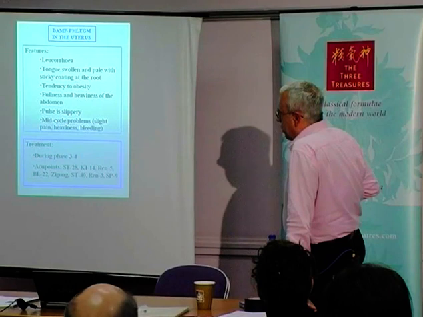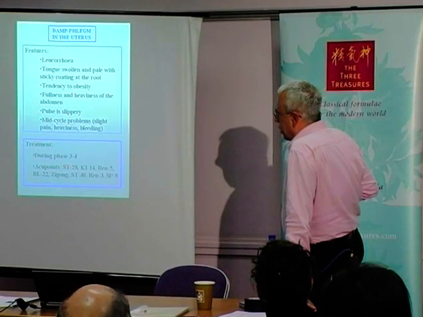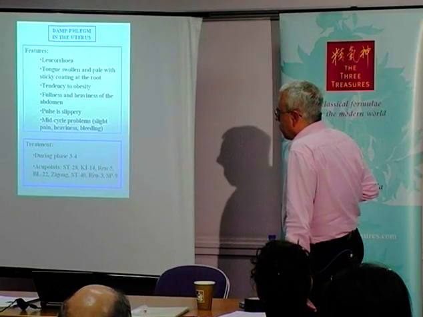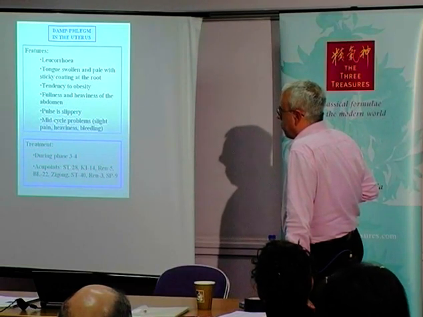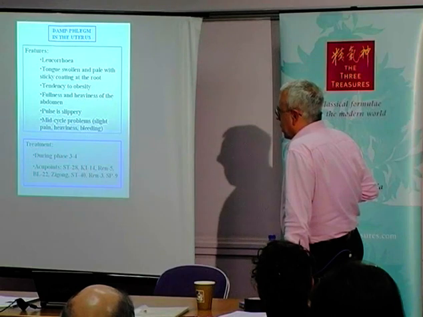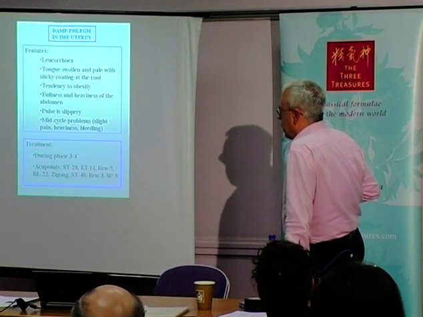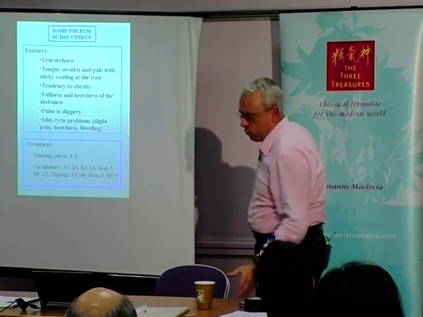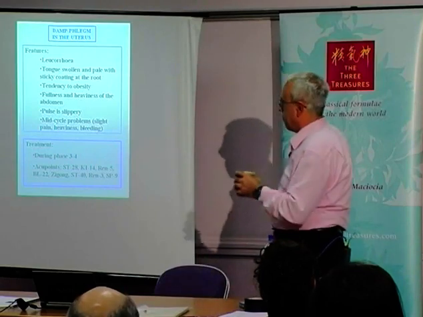By the way, the point to eliminate damp phlegm in the uterus is Stomach 28, Shui Dao. Very important point. And these are other points you can use. But that's the most important one. Very ancient history of use for infertility.